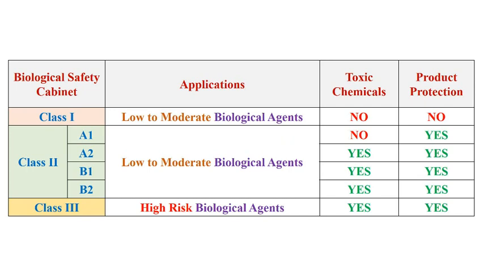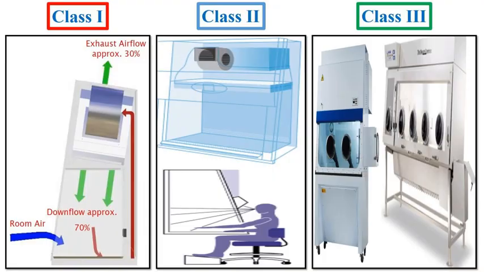Generally, applications of Class 1 and Class 2 cabinet are concentrated in low to moderate biological agents, while applications of Class 3 cabinet are concentrated in high-risk biological agents. So, only Class 2 except A1, and Class 3, are used to manipulate toxic chemicals. Therefore, Class 2 and Class 3 offer product protection. And this slide shows different frames of Class 1, Class 2, and Class 3 of biological safety cabinet.